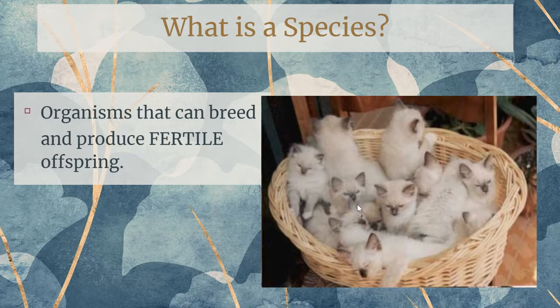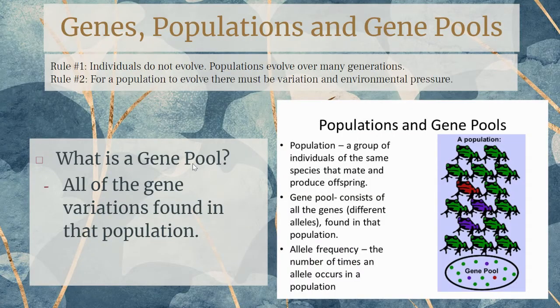They are genetically similar enough to have an offspring together, but that offspring is not fertile. The offspring can't have offspring. So technically speaking, they're not of the same species. You have to have these two things checked off. You can breed and produce fertile offspring to be the same species.